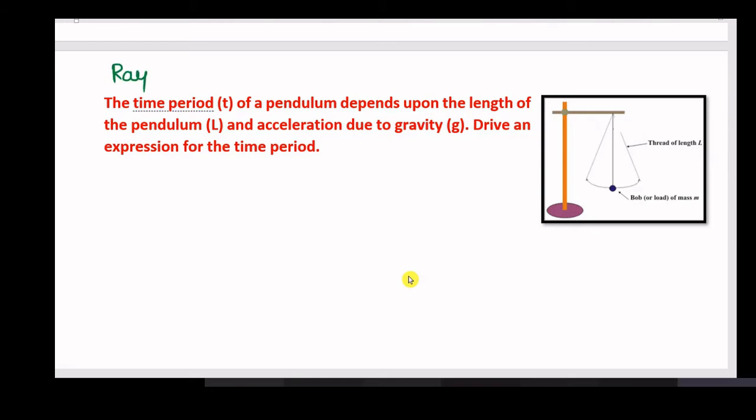Using Rayleigh method. So, using the Rayleigh method clearly. Okay, all of you read this statement of the numerical.